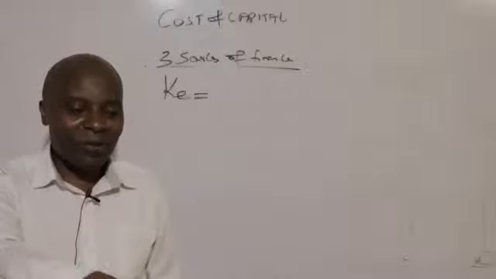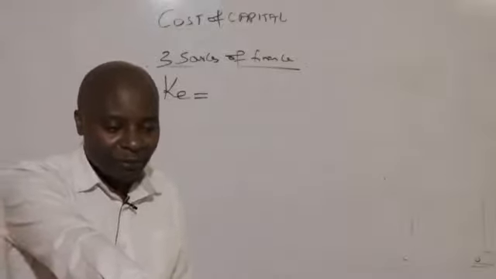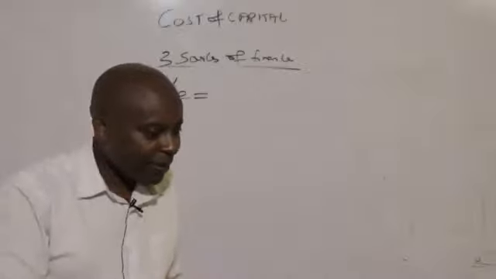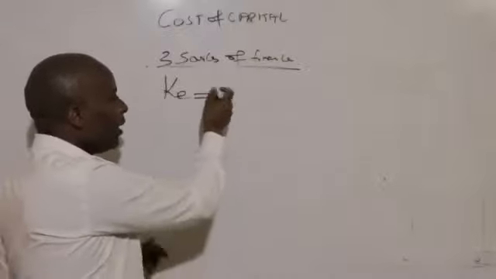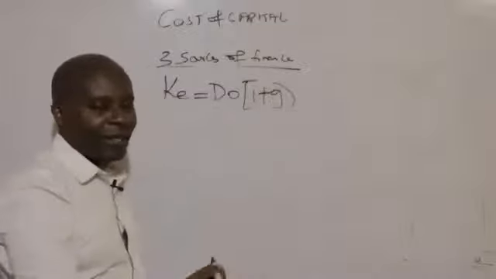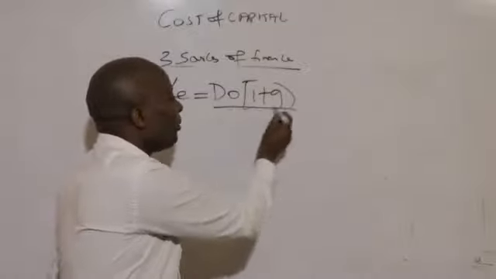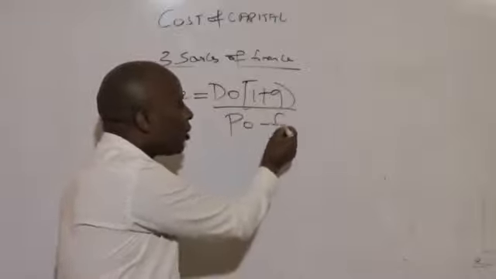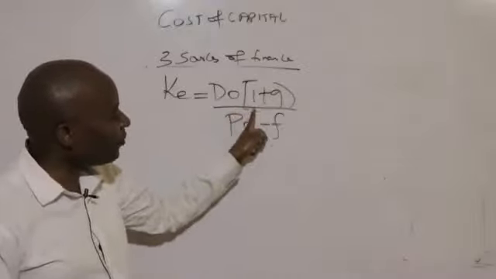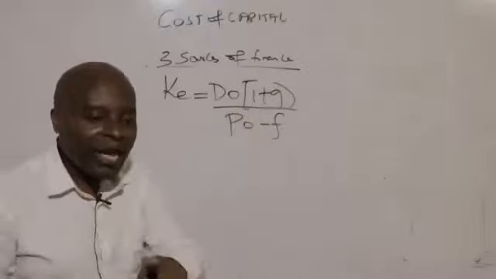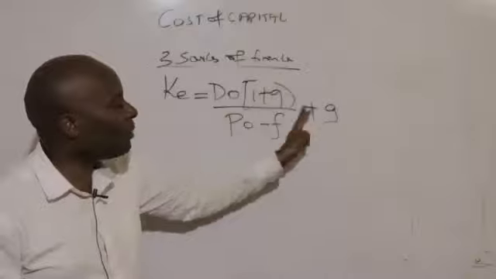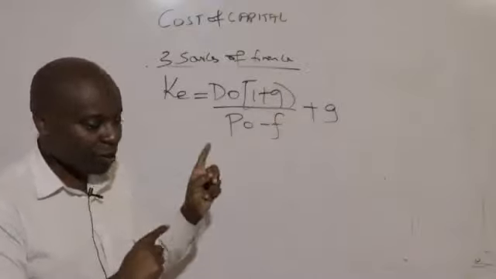Very good. So I'm waiting for the formula. Somebody has already given me a formula there. So KE equals D0 times one plus G, all over P0 minus any cost of floatation that has been given, plus G. Very many of my students will always write this formula nicely, but they will forget that our dividend normally grows how many times? Twice. The growth rate must be included. Cost of equity is normally written like that.